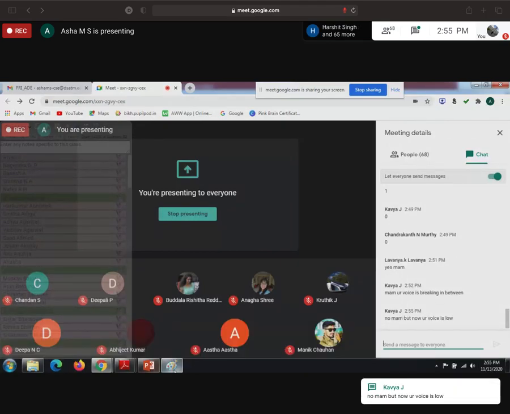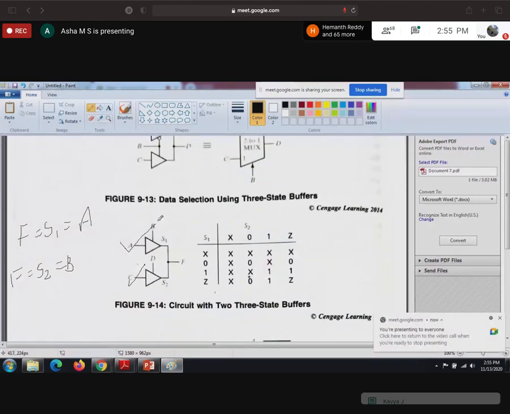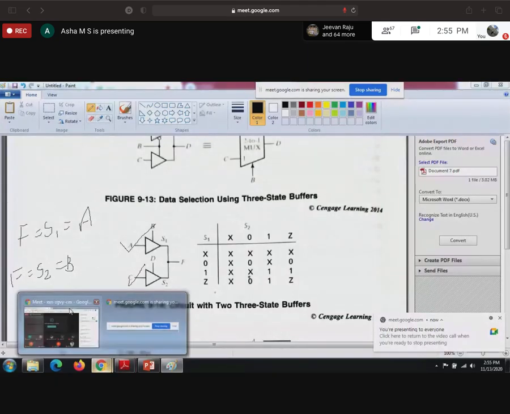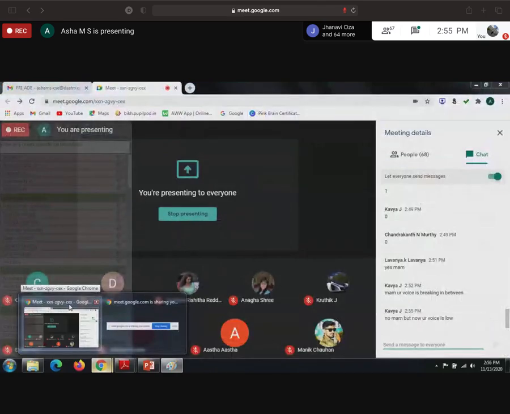Okay. Now what is clear? If the first buffer is enabled, the output of F is F1. If the second buffer is enabled, the output of F is C. If both are disabled, what will be the output? Any idea? If both are disabled, what will be the output?